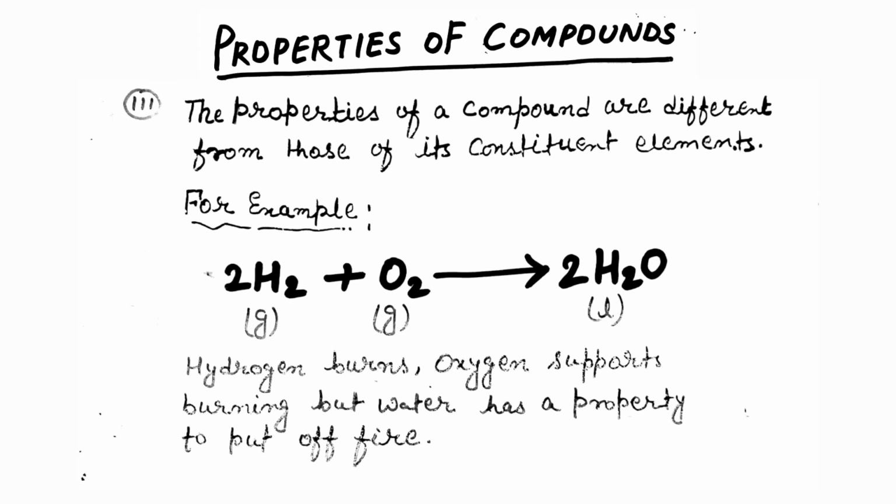Now the third property of a compound. The properties of a compound are different from those of its constituent element. For example, the properties of water, which is a liquid, are different from its constituent elements, that is hydrogen is gas, oxygen is also gas. So see here, hydrogen and oxygen both reacted to each other, form what? Water molecule.